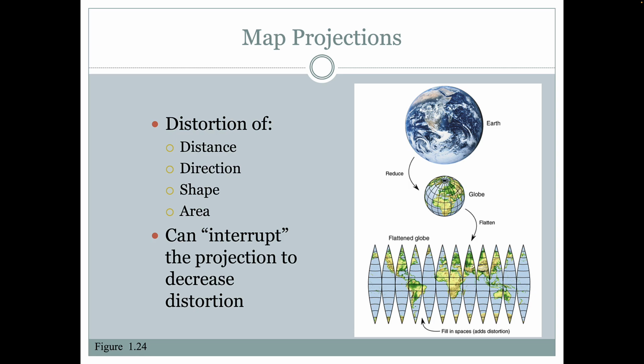Another thing we can do, as you see in this example, is use several different map projections. Each one of these little slices would be a map projection, and there's space in between. We would call that an interrupted map projection, and we're trying to decrease the distortion by not requiring these map projections to be stretched out to fill in all this empty white space in between. So that's how we can interrupt map projections in order to decrease the distortion.